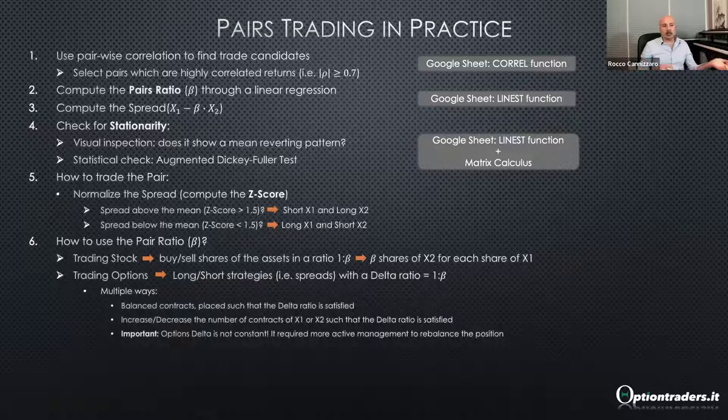And you could do it with balanced contracts, for example, one spread versus one spread, or you could do it with an unbalanced contract. For example, you could have three spreads of one against one spread of the other, right? So you can adjust the number of contracts. You can adjust the distance of the spread or the width of the spread. Again, this is an example with spreads, but you can use whatever strategies you like.